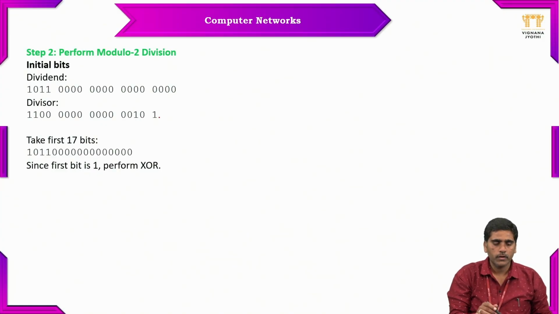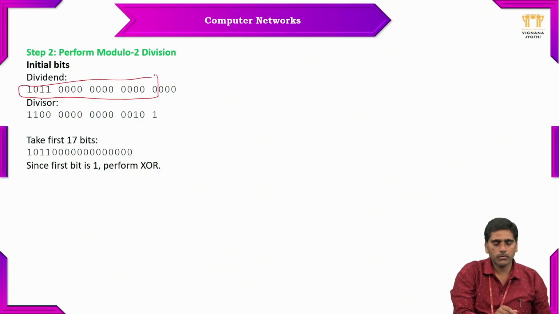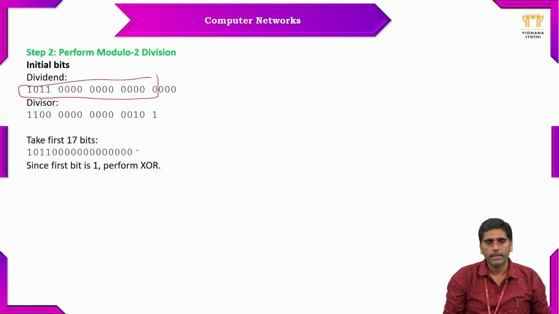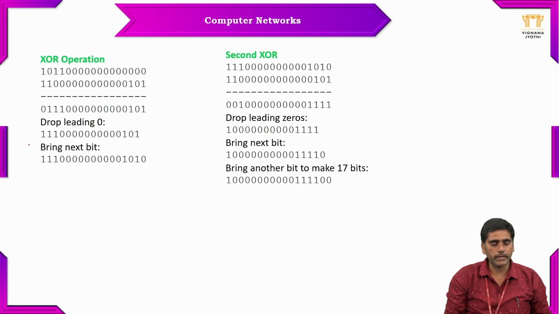00101. Now take the first 17 bits as per the degree of this polynomial. Take the first 17 bits. Now 1011, so till now 4, 4, 4, 16, and with this one 17 bits are over. So now the 17 bits are taken. Since the first bit is 1, perform the XOR operation. Now performing the XOR operation.